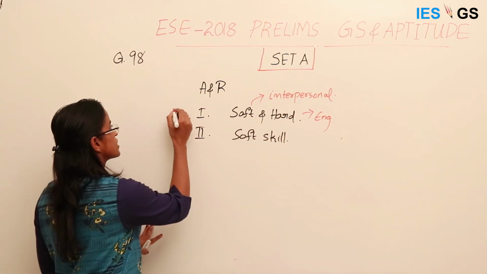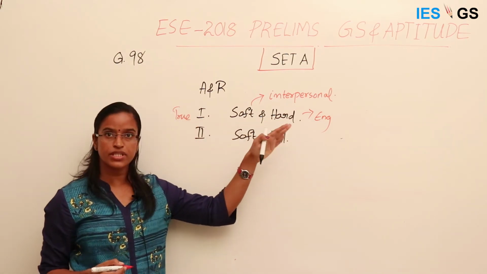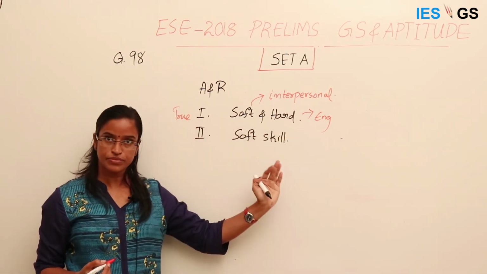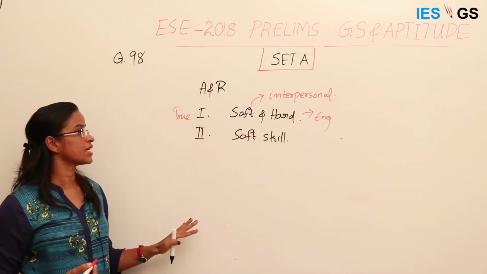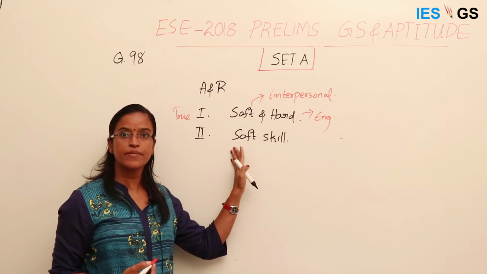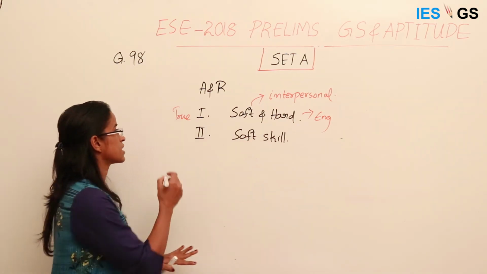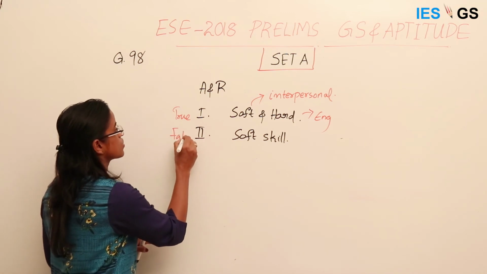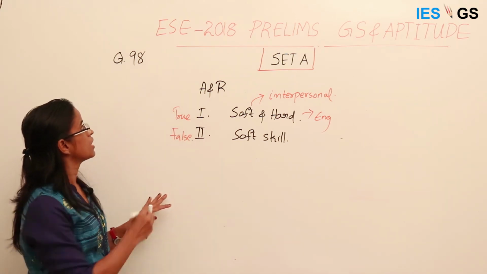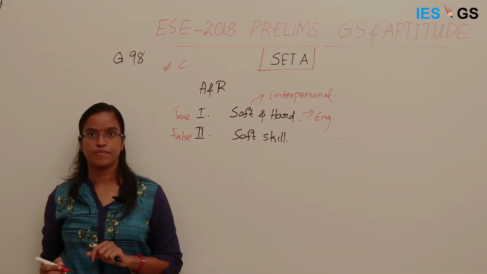So the statement first is true, right? Employees need both skills to work in an organization, but the definition of the soft skill is wrong. It is not about the knowledge of the software, it is about the interpersonal skills. So this is false. So the option is C. First is true and second is false.